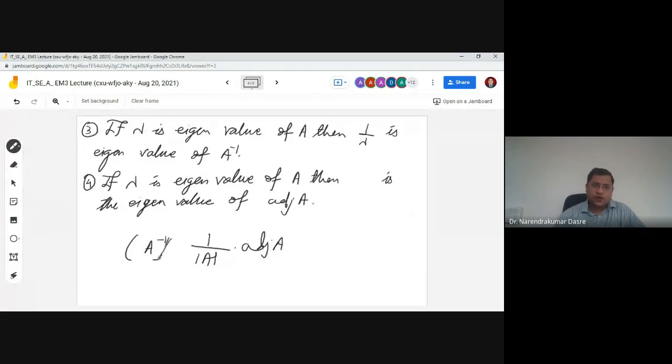So suppose we operate this on the vector. I'll be having A inverse X, and then this is the same matrix, so I'll operate on X. But what I know is, since I know that A inverse X is nothing but 1 upon lambda times X, that we proved in the previous comment, no?